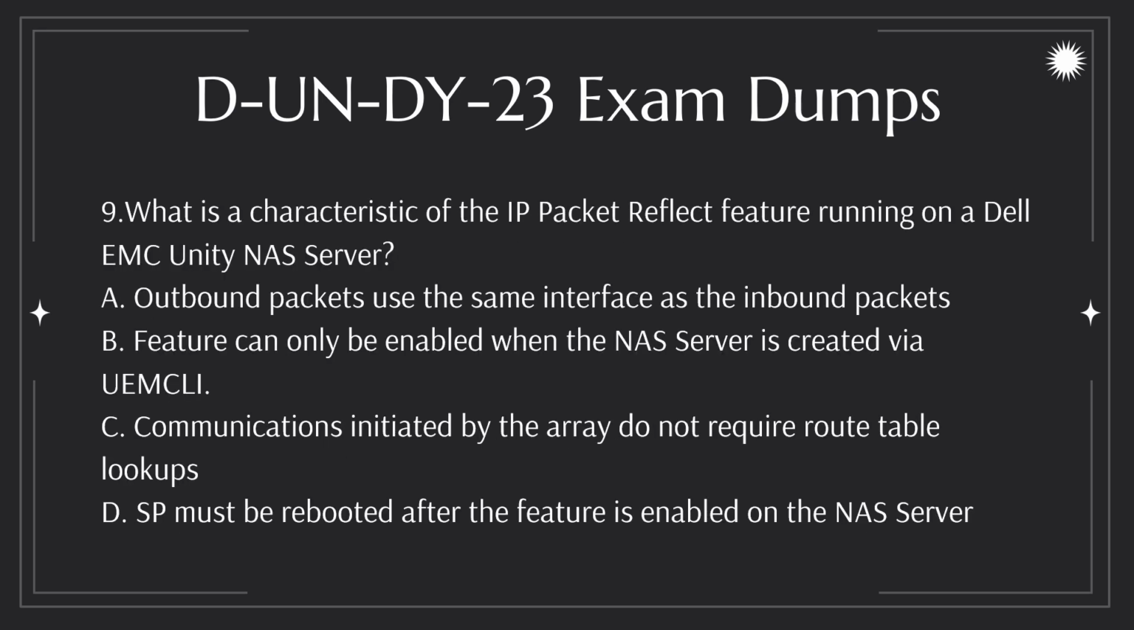9. What is a characteristic of the IP packet reflect feature running on a Dell EMC Unity NAS server? A. Outbound packets use the same interface as the inbound packets. B. Feature can only be enabled when the NAS server is created via UEM-CLI. C. Communications initiated by the array do not require root table lookups. D. SP must be rebooted after the feature is enabled on the NAS server.